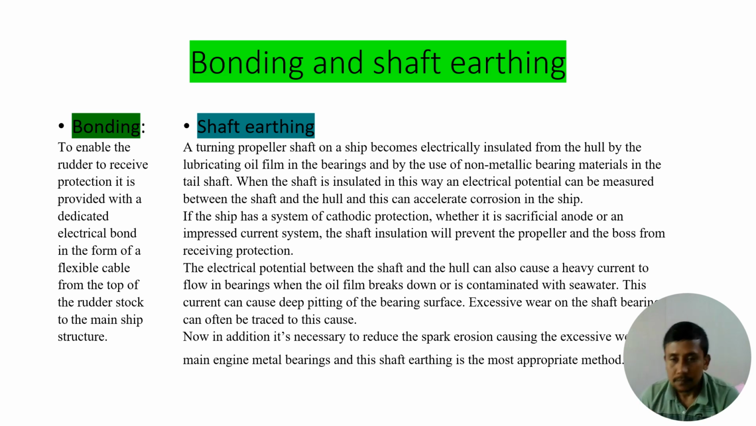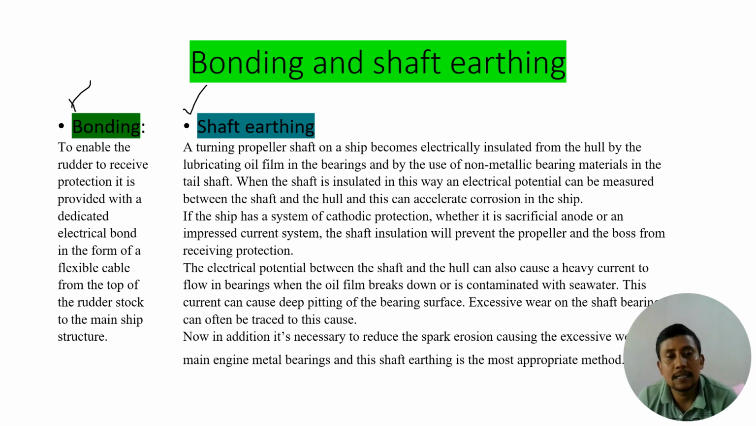So now we will move to the bonding and shaft earthing. What is bonding? This bonding and shaft earthing is associated with the ICCP. If your ship has an ICCP, you must have this bonding and shaft earthing. Okay. So what is the bonding? Bonding is to enable the rudder to receive protection.